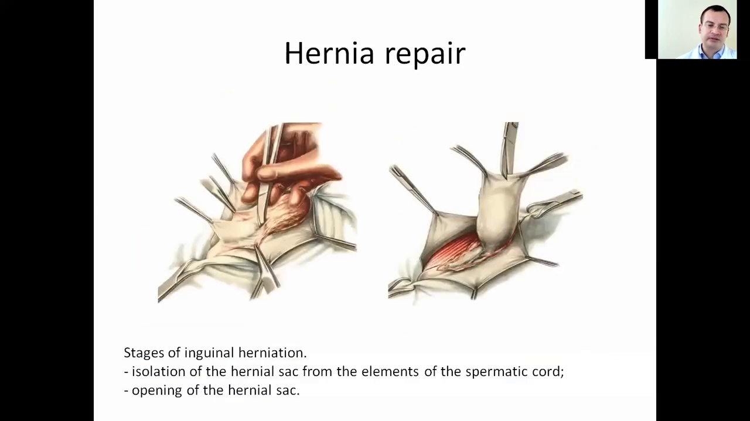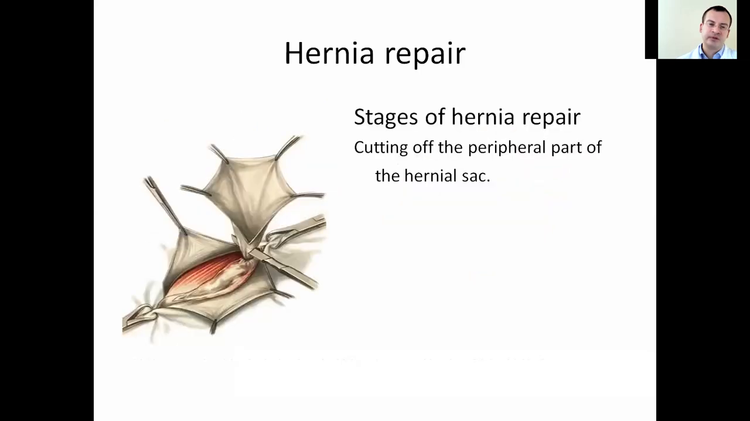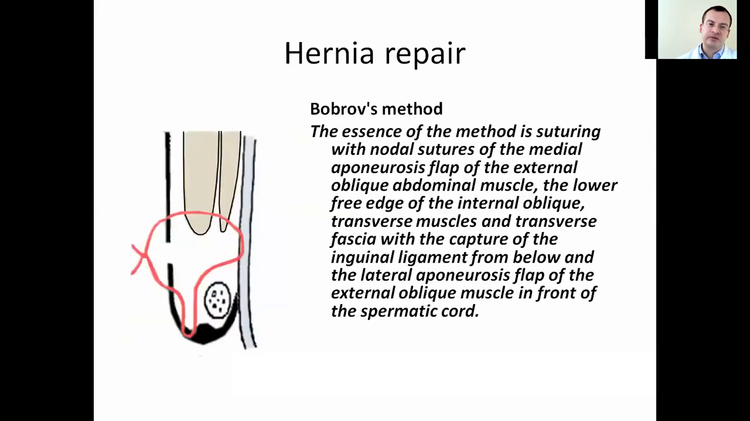Isolating the hernial sac from the elements of the spermatic cord, opening the hernial sac, reduction of the contents of the hernial sac into the abdominal cavity, suturing the neck of the hernial sac with an internal purse-string suture. Cutting off the peripheral part of the hernial sac.